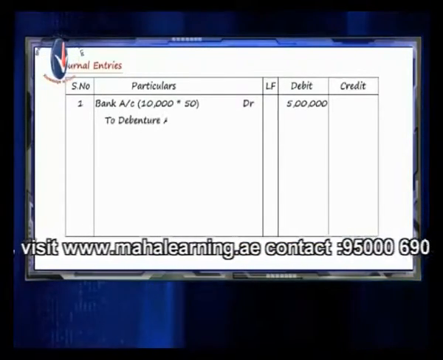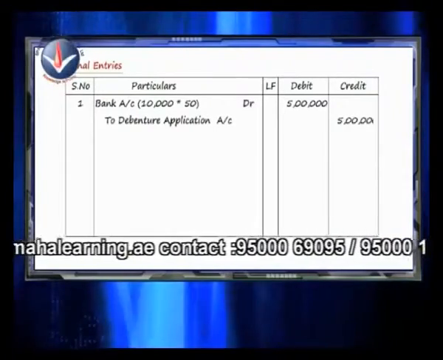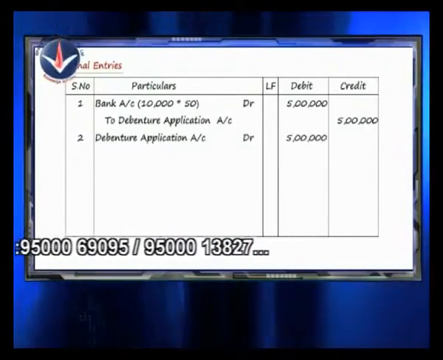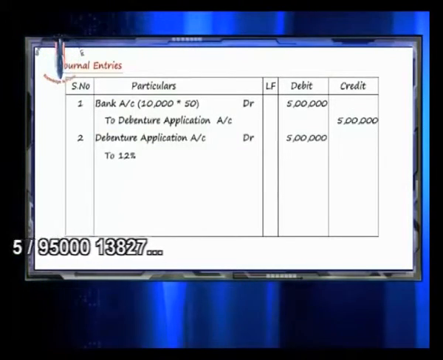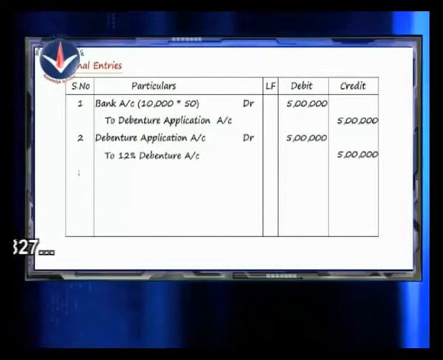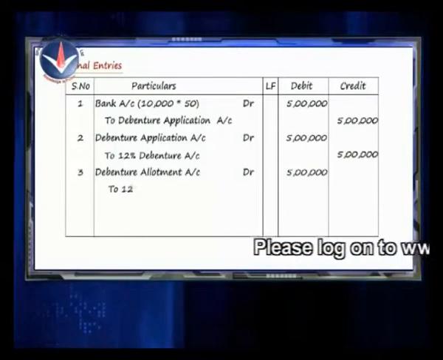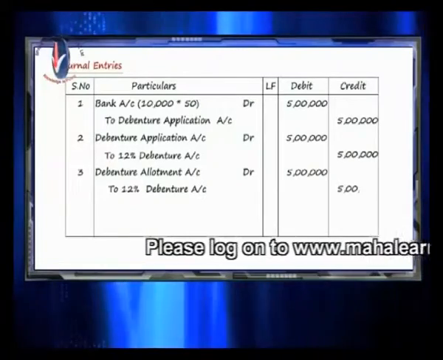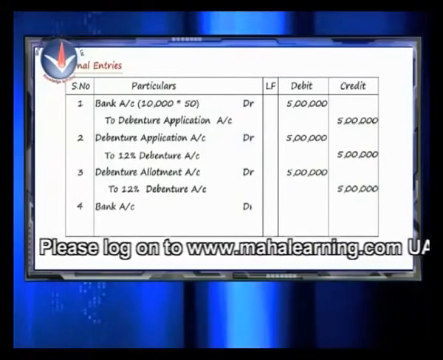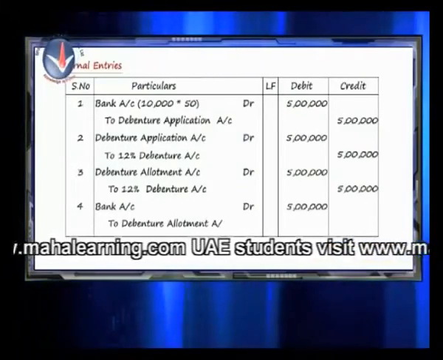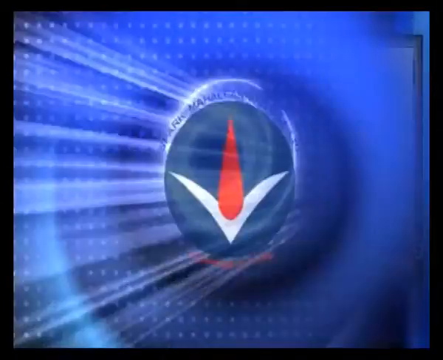To debenture application account, 5 lakhs. Debenture application account debit, 5 lakhs, to 12% debentures, 5 lakhs. Debenture allotment account debit, 5 lakhs, to 12% debentures, 5 lakhs. Bank account debit, 5 lakhs, to debenture allotment account, 5 lakhs.